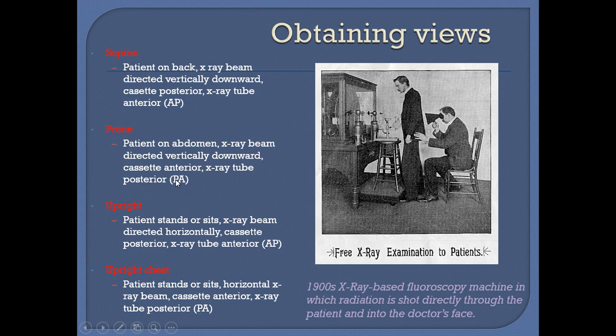Then prone film, the patient lies on his or her abdomen with face downwards and the X-ray beam directed vertically downwards and the cassette is anterior and the X-ray tube posterior. PA view. Patient stands or sits and X-ray beam is directed horizontally and the cassette posterior, X-ray tube is anterior. And the upright chest or erect chest, patient stands or sits, horizontal X-ray beam, cassette anterior and the X-ray tube posterior.